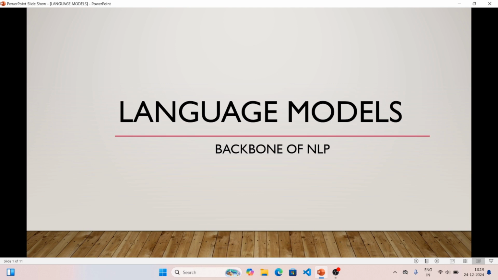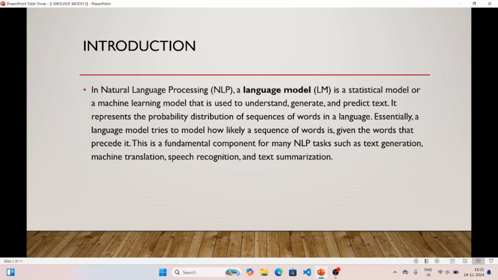Today we are going to discuss language model. The topics that are being covered are language model, types of language model, which are statistical language model and neural language model, and their subclassifications with applications of language model. Let us start with the introduction of language model.